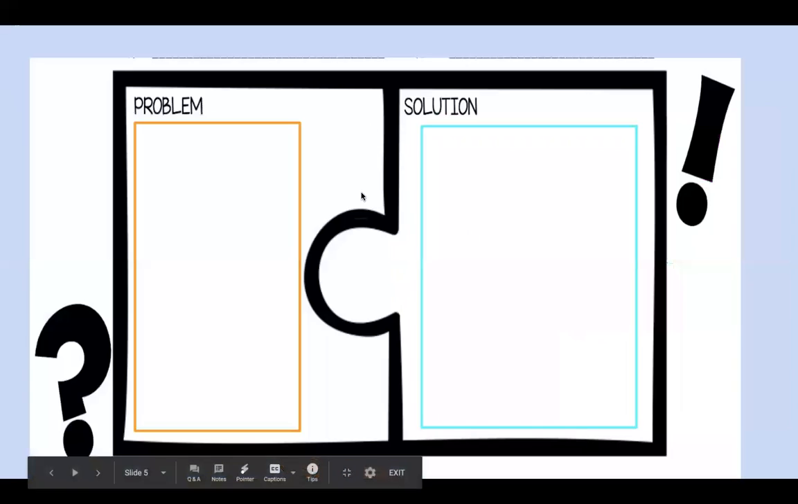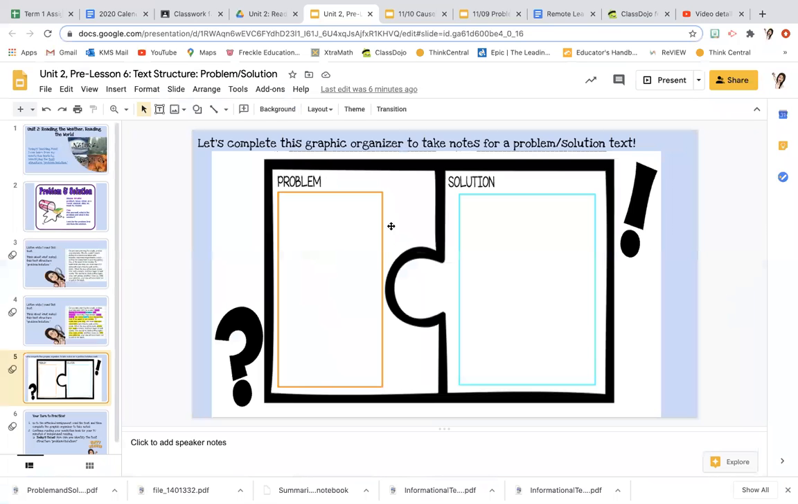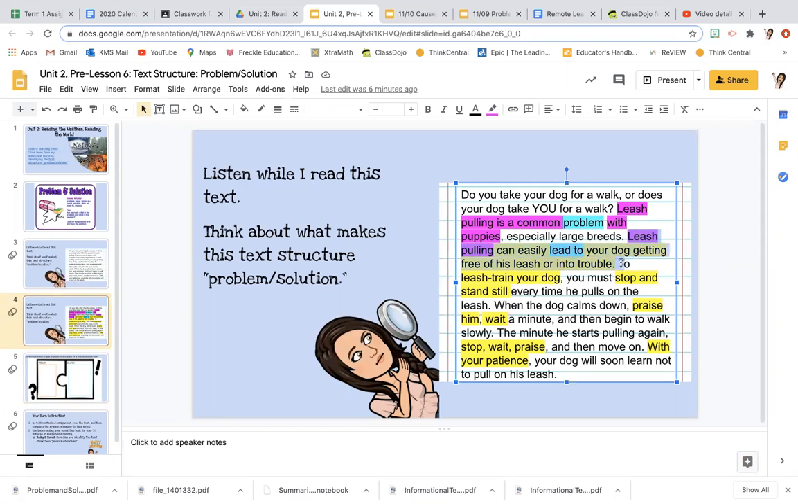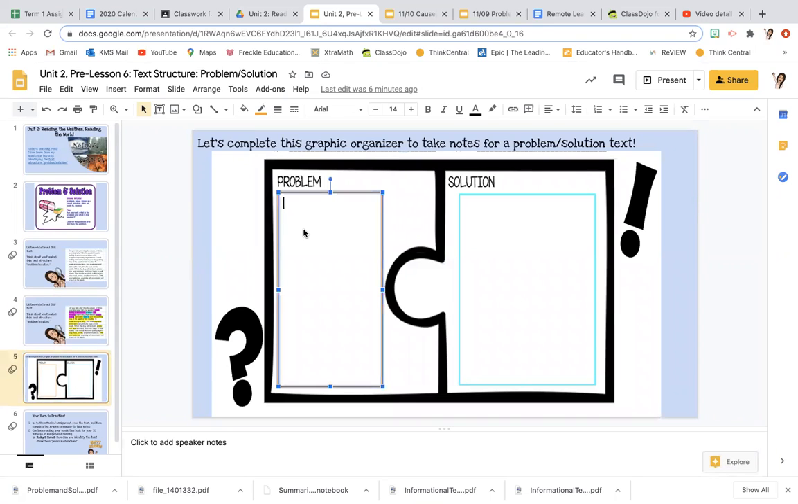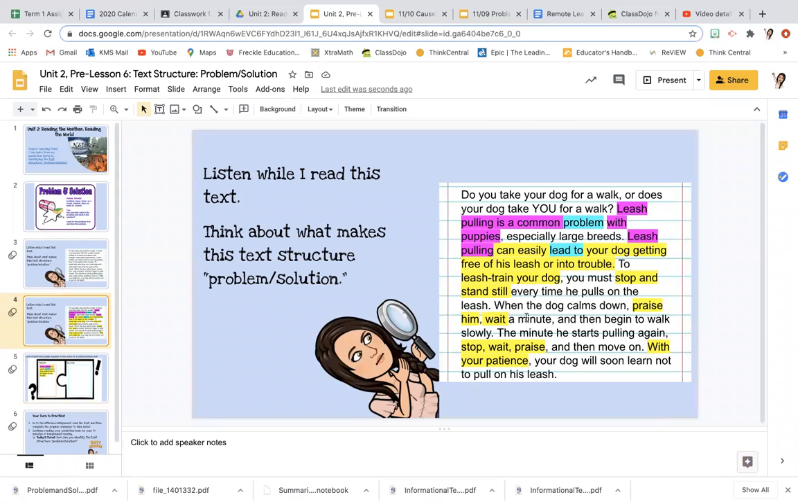So we're going to use this graphic organizer to take some notes on our problem solution type of text structure. So here we go. The problem is that leash pulling can easily lead to our dogs getting free of the leash, and it could potentially get into some trouble. So you would write that as the problem in the text. I'm just going to copy and paste it in there. You would be writing it or typing it. So leash pulling can easily lead to the dog getting free. That's obviously a problem.